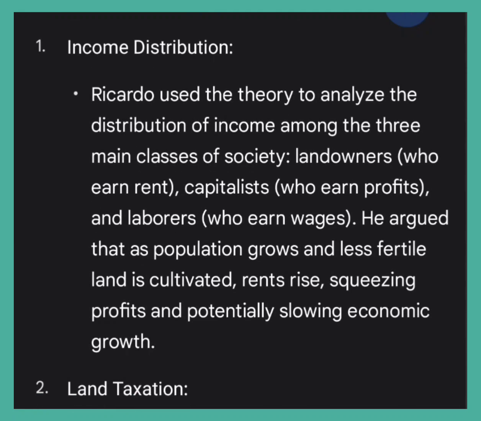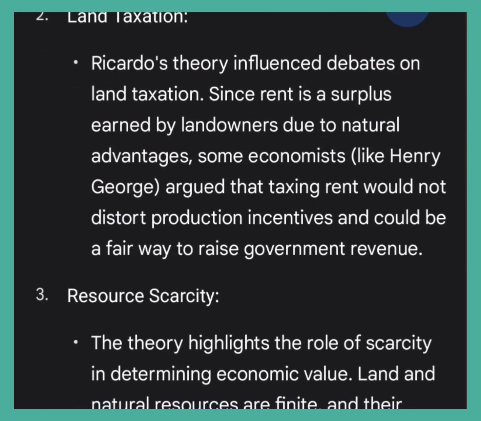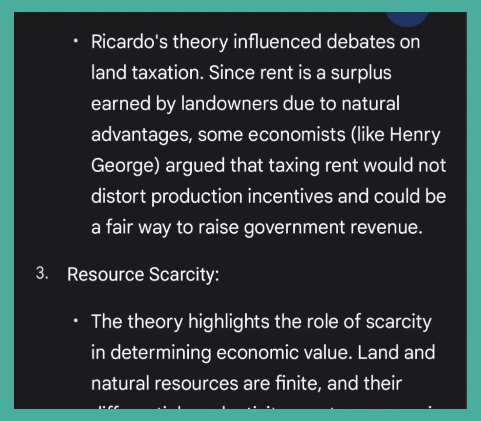Implications of Ricardian rent theory. 1. Income distribution. Ricardo used the theory to analyze the distribution of income among the three main classes of society: landowners, who earn rent, capitalists, who earn profits, and laborers, who earn wages. He argued that as population grows and less fertile land is cultivated, rents rise, squeezing profits and potentially slowing economic growth.